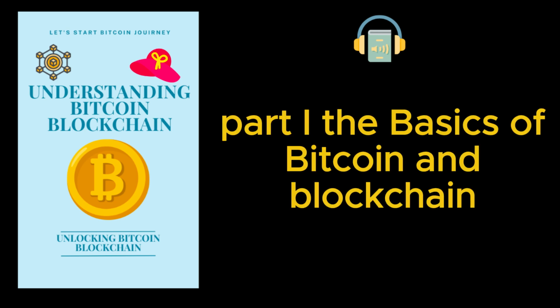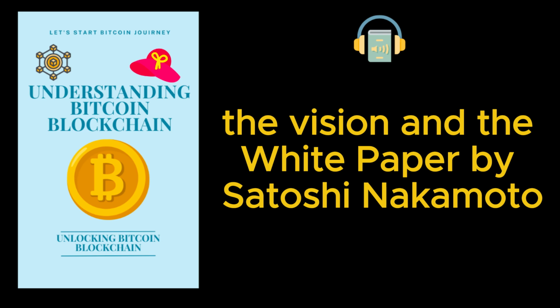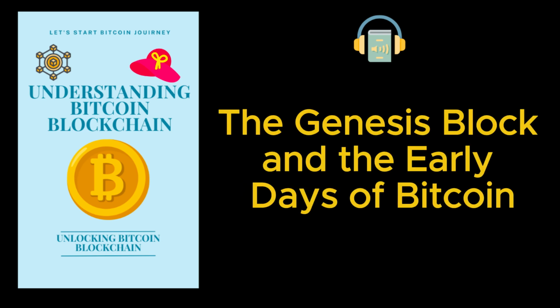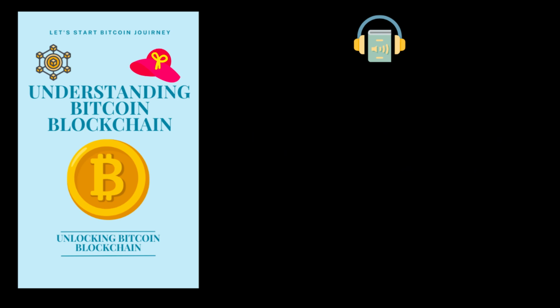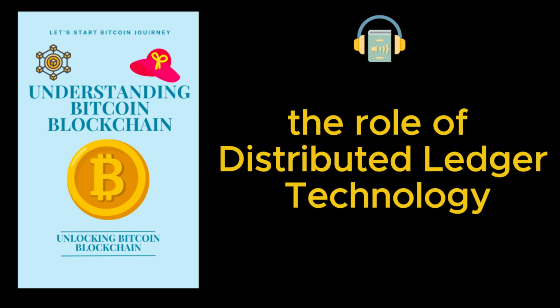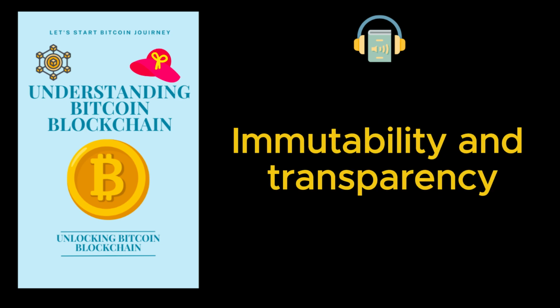Part I, the basics of Bitcoin and blockchain. Chapter 1, the birth of Bitcoin. The vision and the white paper by Satoshi Nakamoto. The Genesis block and the early days of Bitcoin. Chapter 2, fundamentals of blockchain. What is a blockchain? The role of distributed ledger technology. Key characteristics: decentralization, immutability, and transparency.